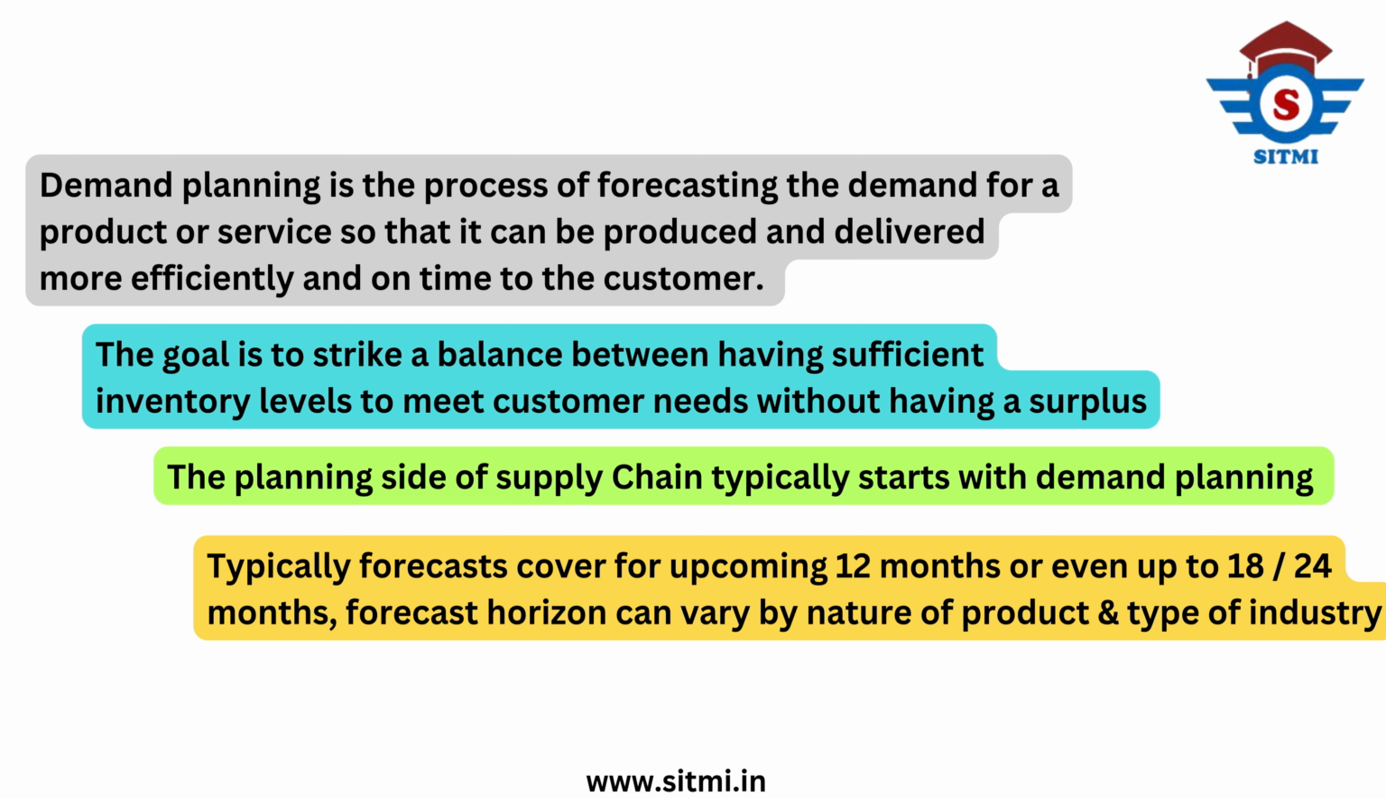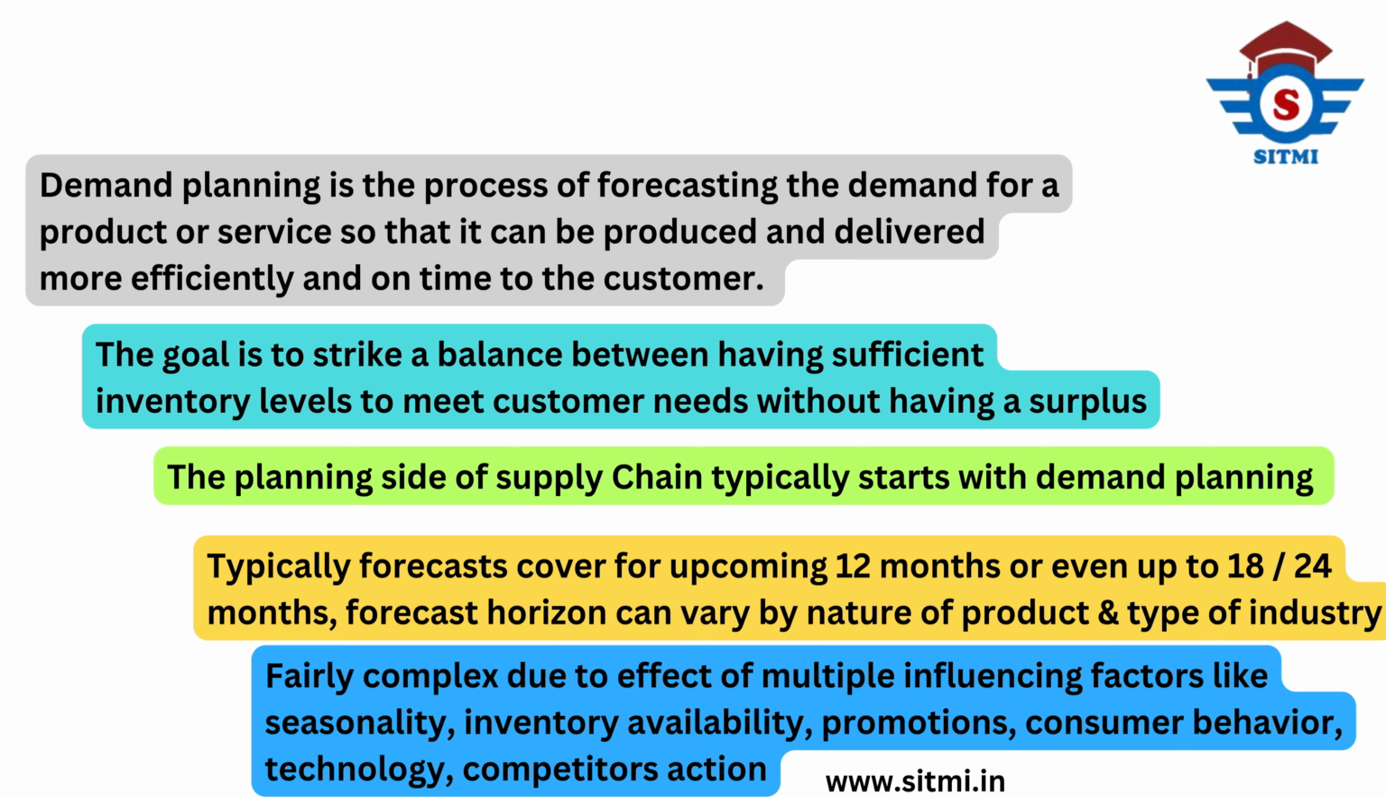Typically, demand planning and forecasting covers the upcoming 12 months or even up to 18 to 24 months in the future. But this forecast period, or forecast horizon, can vary by the nature of the product and even by the type of industry. Demand planning is a fairly complex process because of multiple influencing factors like seasonality of product, inventory availability, promotional activities and price changes, consumer behavior, change in technology and even competitors' actions in the market.